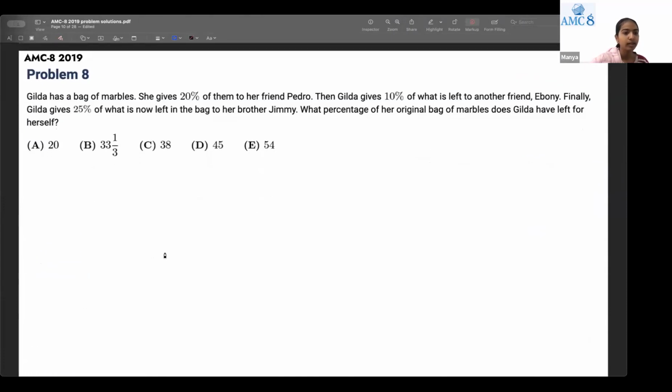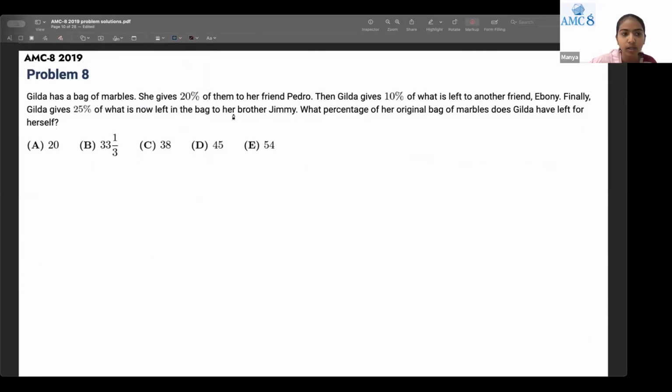Problem number 8. Gilda has a bag of marbles. She gives 20% of them to her friend Pedro. Then Gilda gives 10% of what is left to her other friend Ebony. Finally, Gilda gives 25% of what is left in the bag to her brother Jimmy. What percent of the original bag of marbles does Gilda have left for herself?